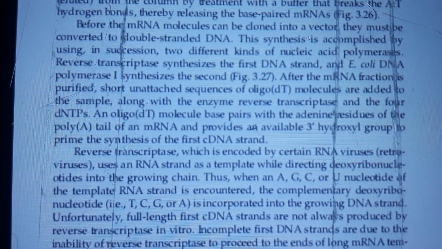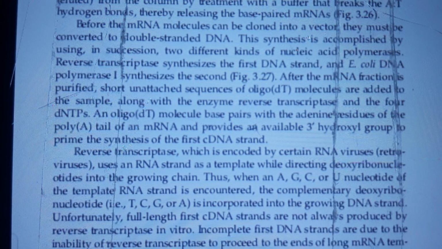After the mRNA fractions are purified, short unattached oligo-dT molecules are added to the sample along with the enzyme reverse transcriptase and the 4 dNTPs. An oligo-dT molecule base pairs with the adenine residues of the poly A tail of an mRNA and provides an available 3' hydroxyl group to prime the synthesis of the first cDNA strand.